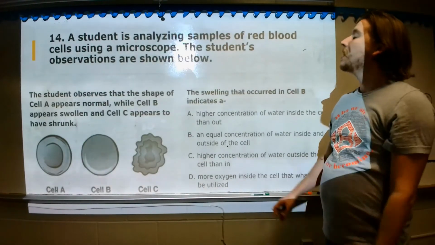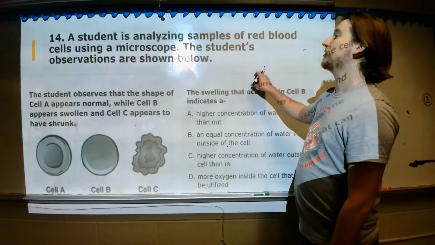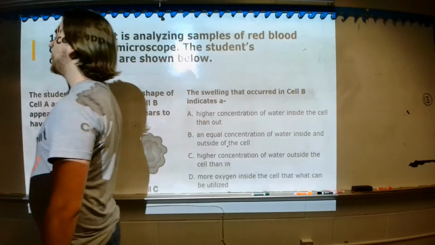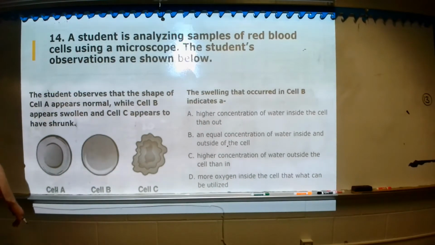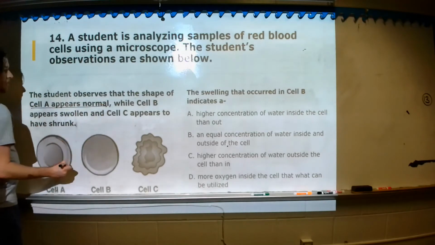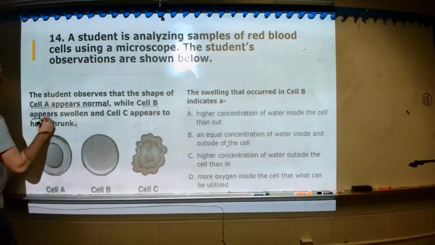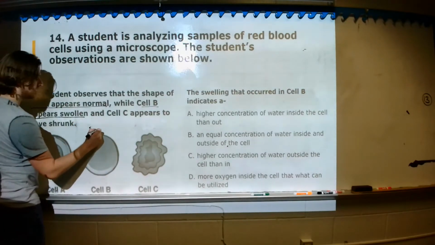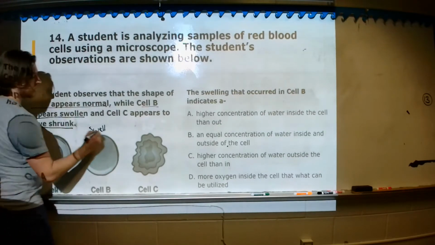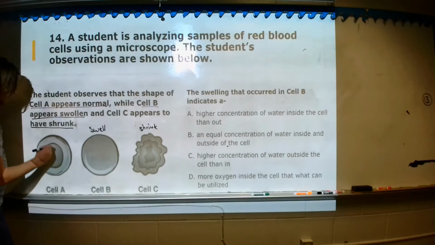Question 14. A student is analyzing samples of red blood cells using a microscope. The student's observations are shown below. It says the student observes that the shape of cell A appears normal, while cell B appears swollen. So they're saying that this one swells. And cell C appears to have shrunk, so this one shrinks. I'm going to go ahead and label this one as equal.